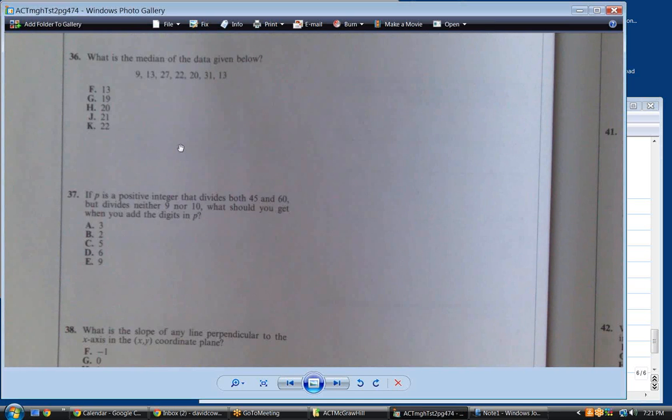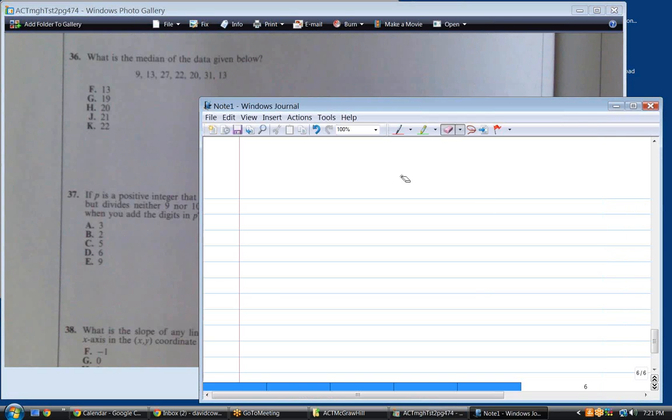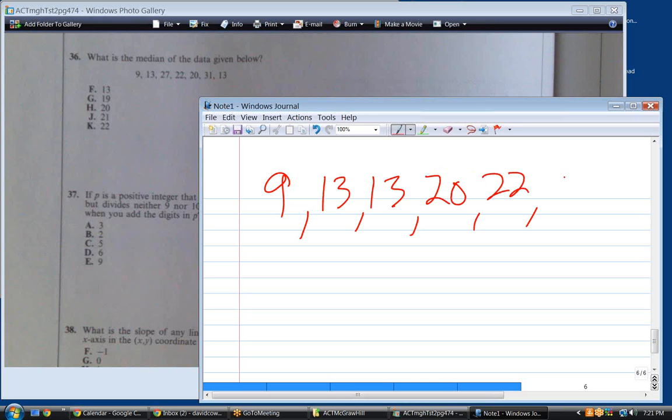What's the median of that data? Let's see. What's the first thing we have to do? Order it first. What's the median? 20. Okay.